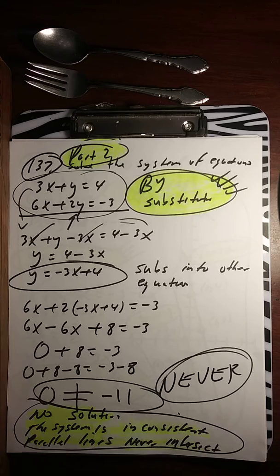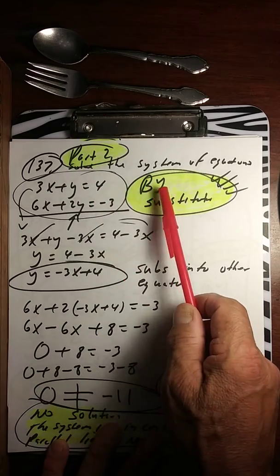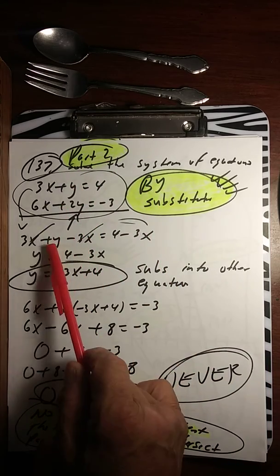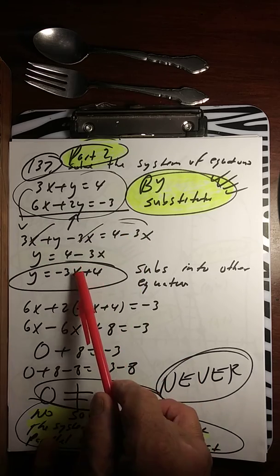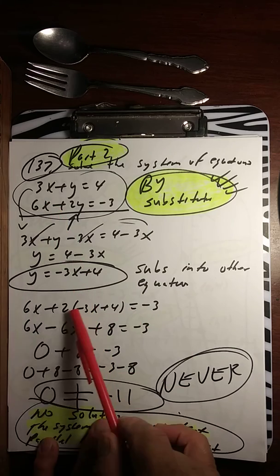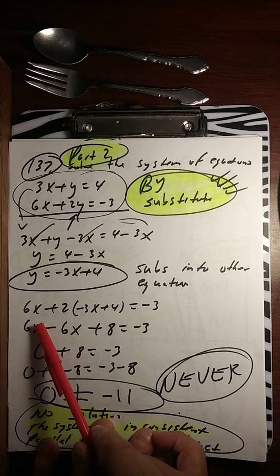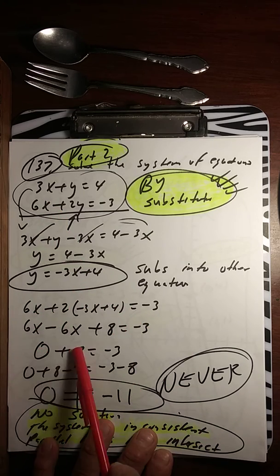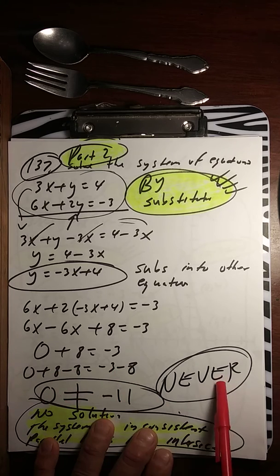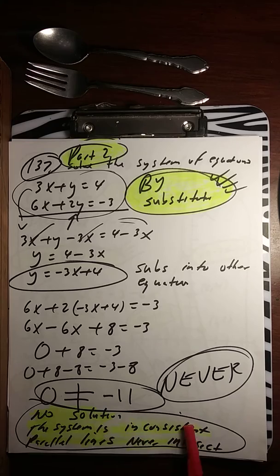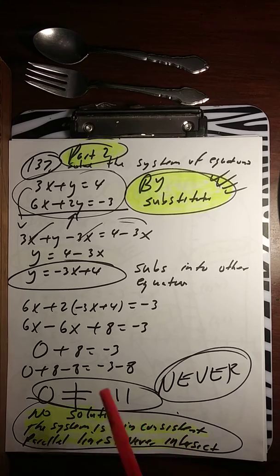That's fine. Next one. Part 2, same thing, by substitution. We'll solve this one up here for y. So minus 3x, y equals this. Rewrite it. We're going to substitute this back in the other one. So 6x plus 2 times this. 6x minus 6x plus that. That's going to be 8. Subtract 8. 0 does not equal negative 11. Never. No solution. The system is inconsistent. Parallel lines, again, they never intersect.